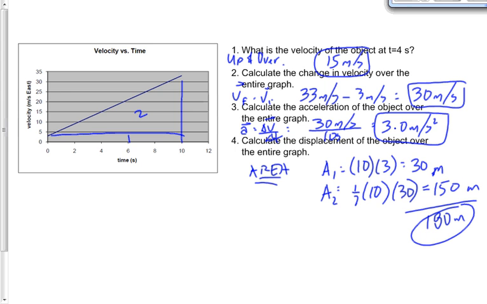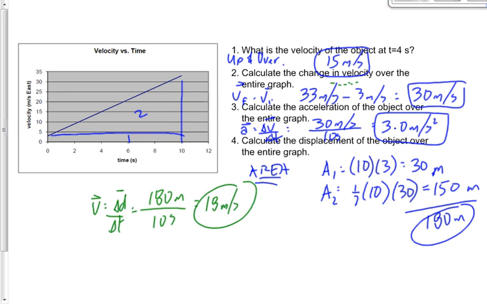I got one more question for you that I could have asked you that I didn't. What's the average velocity over this entire trip? Not the change in velocity, the average velocity of the entire trip. Well, average velocity is displacement over time. We just found the displacement to be 180 meters. The time was 10 seconds. The average velocity would be 18 meters per second.